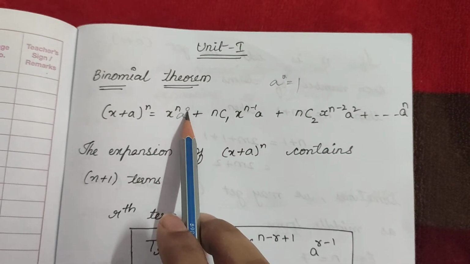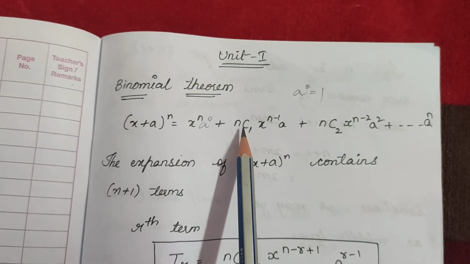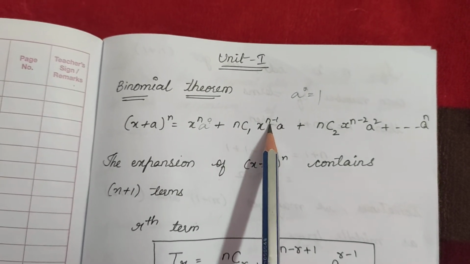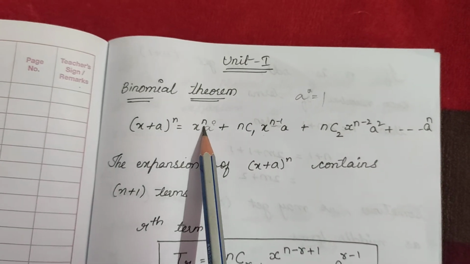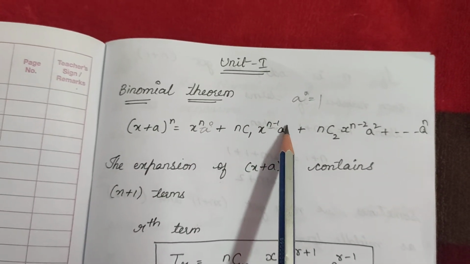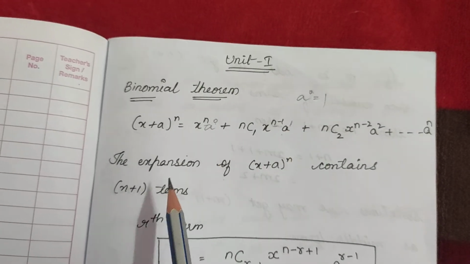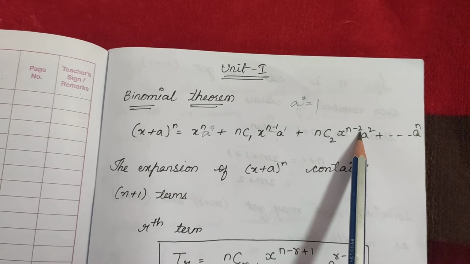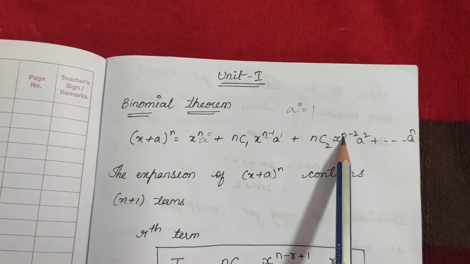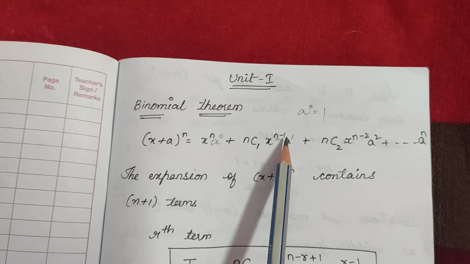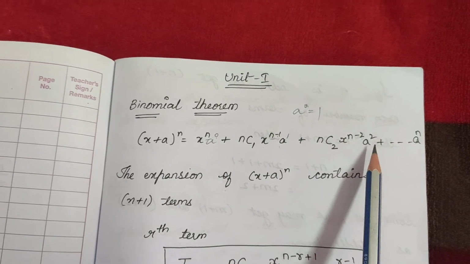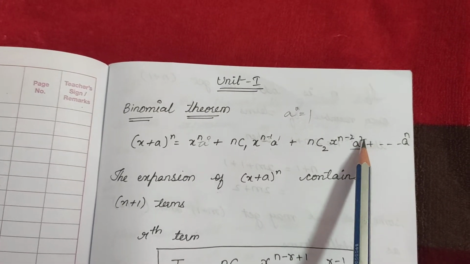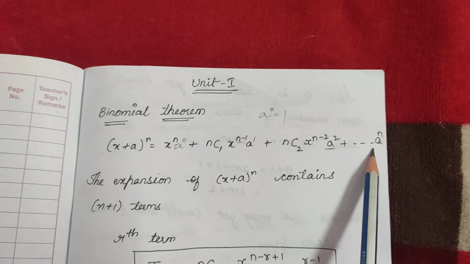So nC0, then nC1 x to the power n minus 1. One will be reduced from this power, and the one power will be added here. Okay, next nC2 x to the power n minus 2. Now 2 is subtracted from this power. First 1 is subtracted from this, next 2, and in this a, 1 is added, and so on.